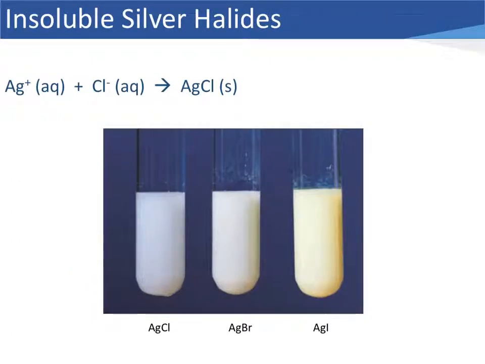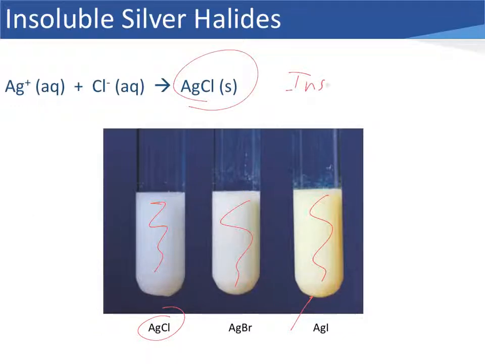This is a look at a silver halide, silver(I) chloride, or silver chloride, more commonly called. Here it's a white precipitate when it's made. Silver bromide, silver iodide turns a little bit more of a yellow color. These are relatively insoluble in water.